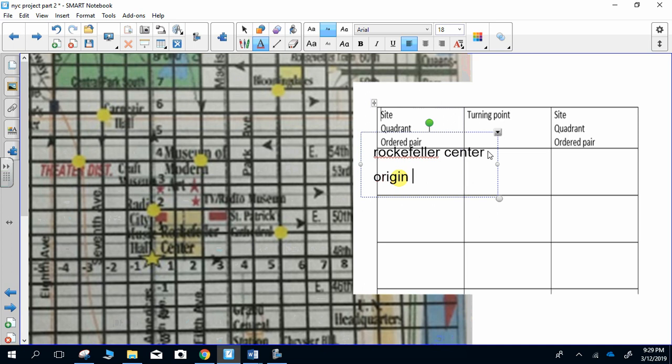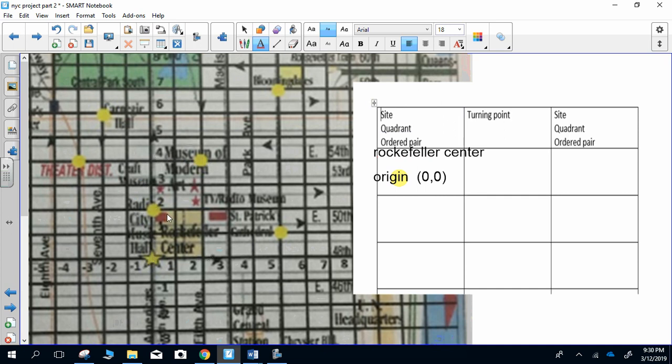And its ordered pair is 0, 0. Okay, so up here I've got, for each place you're going, you have to have the site, you have to have the quadrant, and you have to have the ordered pair. So here's Rockefeller Center on my map at the origin. I'm headed to the Museum of Modern Art. So remember from when we were doing those activities, I can either go straight up and then turn right, or I could go to the right and then go straight up.